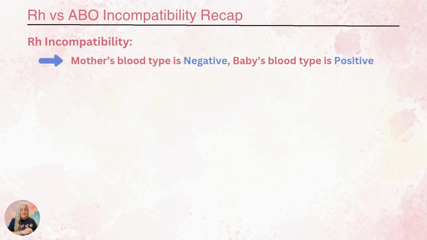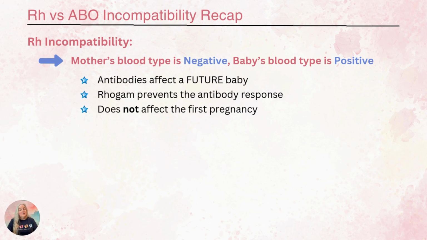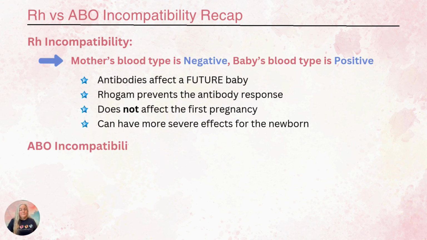So to review, Rh incompatibility: the mother's blood type is negative and the baby's blood type is positive. Antibodies affect a future baby. RhoGAM prevents the antibody response. This does not affect the first pregnancy, and it has more severe effects for the newborn.